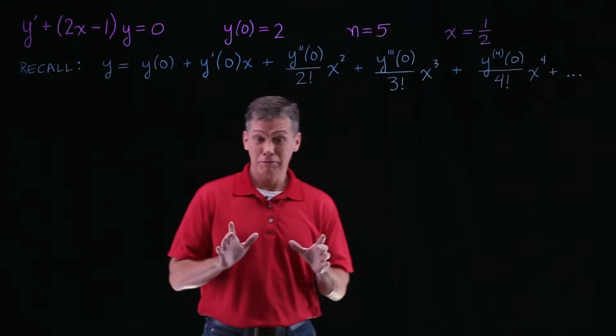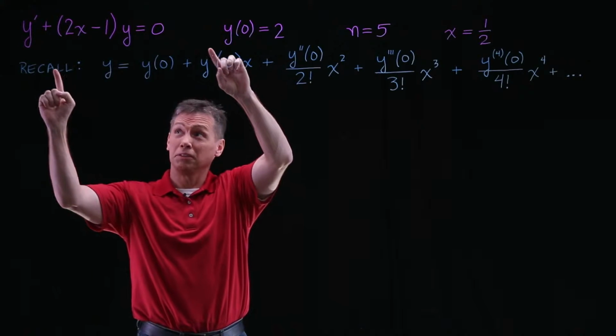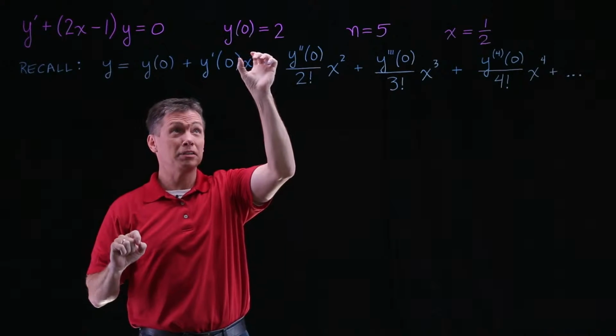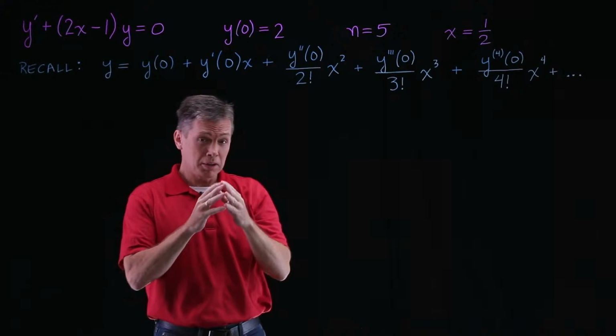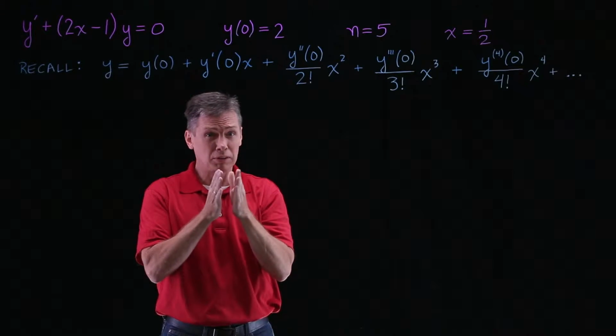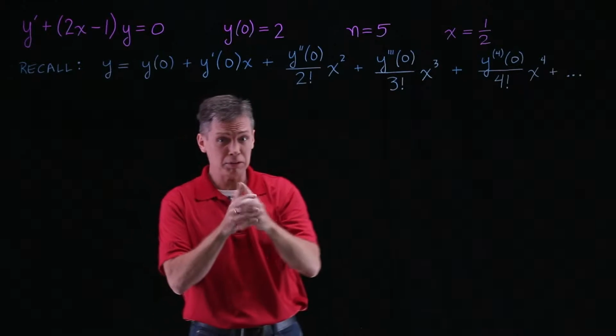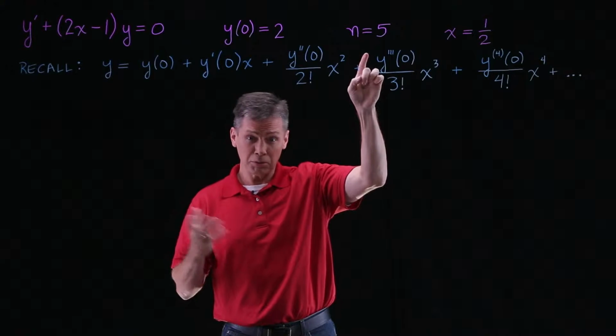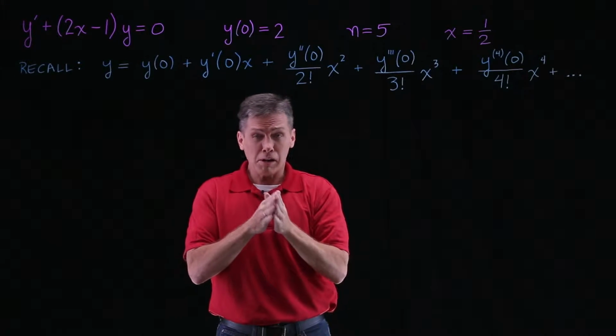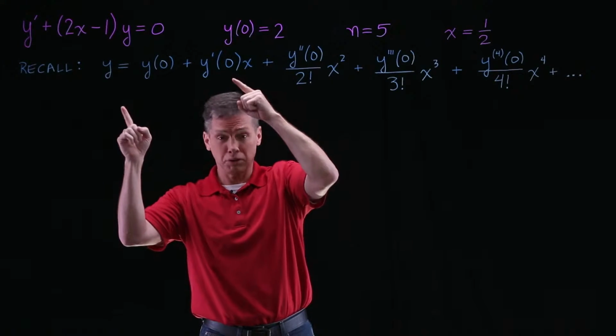Okay, so here's what we have in front of us. If you notice, it's a differential equation, and in fact, it has an initial condition. The directions tell us to use a Taylor series to approximate the first n terms, we're going to go for 5, of the solution to this differential equation.